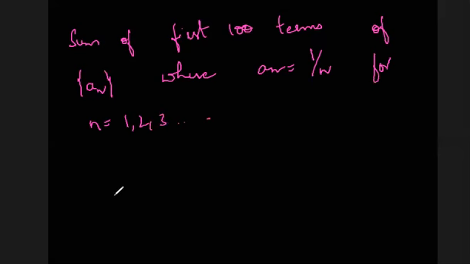So the solution can be written as, we want the first 100 terms. Where is n beginning from? n is beginning from 1. So j is equal to 1 to 100, 1 by j. Why are we writing j? Because an was 1 by n. So since we are writing it in terms of j, it will be 1 by j.